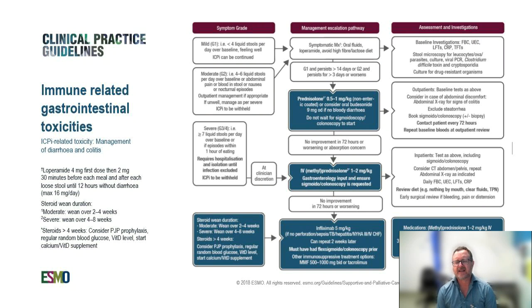Here's a slide summarising a clinical practice guideline for immune-related gastrointestinal toxicities, and you can see that it's quite complex. It starts with grading the symptom, and even more than 4 liquid stools a day or abdominal pain can bump up a toxicity into moderate, and moderate toxicities lasting more than a few days will require steroids.